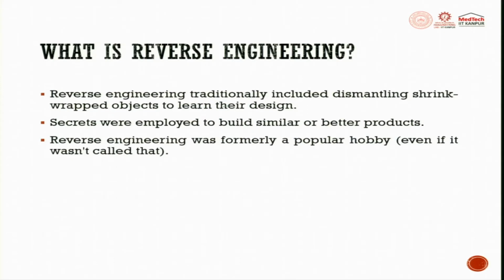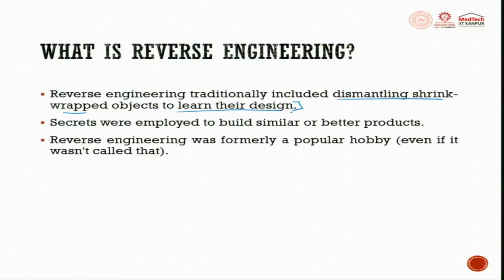Reverse engineering traditionally included dismantling shrink wrapped objects to learn their design. So how the object is designed, to replicate that, to understand what are the different components, what are the parts of the assembly, what are the various operations that have been carried out to produce these objects, what will be the steps in assembly, all these things are taken care of when we are trying to learn the design of the object. Now secrets were employed to build similar or better products. Reverse engineering was formerly a popular hobby, even if it wasn't called that.